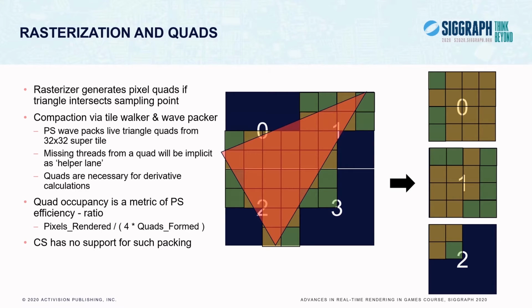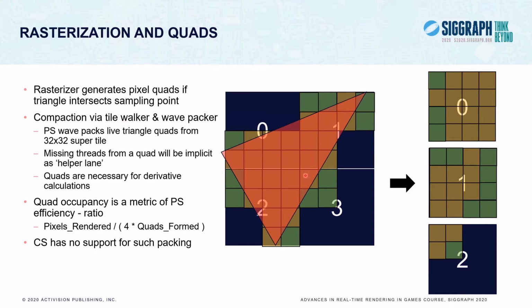The rasterizer generates pixel quads if a triangle intersects certain sampling points. So if a triangle intersects a sampling point inside of a pixel, it's going to mark that pixel as needing to be generated. Then when all the samples are marked, a hardware piece called the tile walker and wave packer tries to form a pixel shader wave. It basically tries to find all the live triangle quads from a 32 by 32 super tile. If there's a thread from a quad that's missing, it's going to be generated as a helper lane.